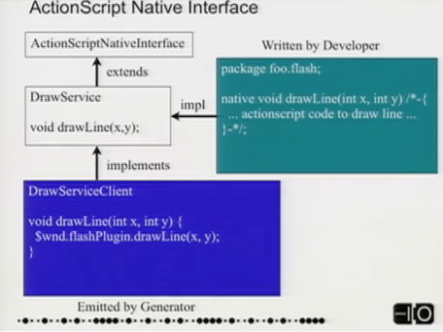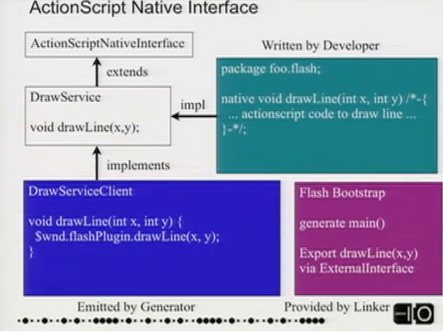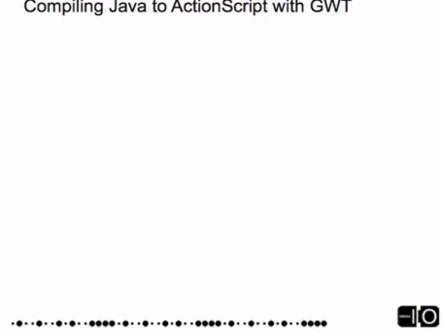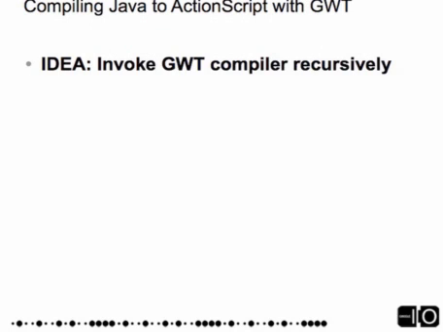You go and write something in a .flash package that's the native implementation that actually uses JSNI to call ActionScript methods, like on the sprite or movie clip objects. And then the linker is going to somehow generate a main method and export that method you wrote, in that green box there, onto the plugin via the external interface. But this still doesn't explain how this Java turned into an SWF file. Well, here's the idea.